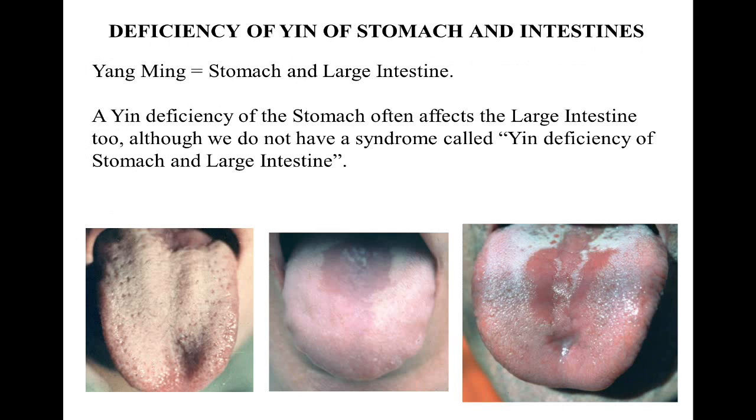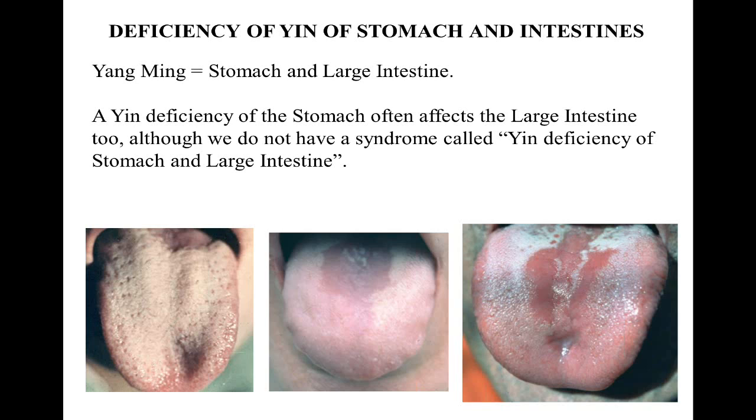Before going on, I wanted to show you some new ideas I've had on yin deficiency. I've already mentioned earlier yin deficiency of the stomach and how common it is. But something else I've noticed, mostly from looking at tongues, is that yin deficiency of the stomach very often affects the large intestine as well. And it's not surprising, because stomach and large intestine are connected in the Yang Ming.